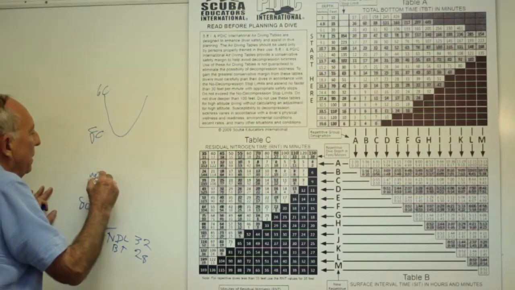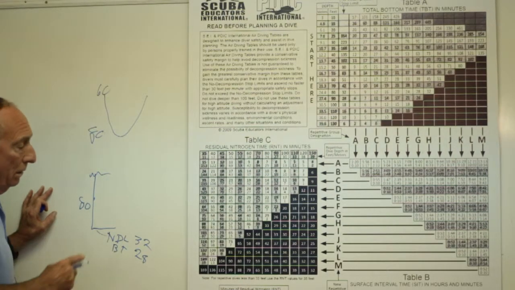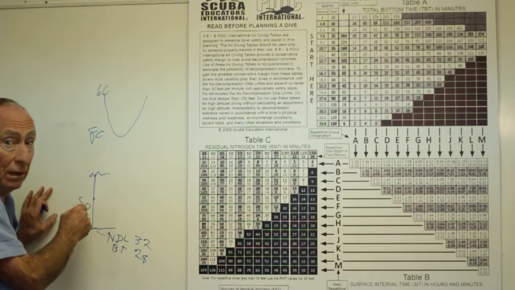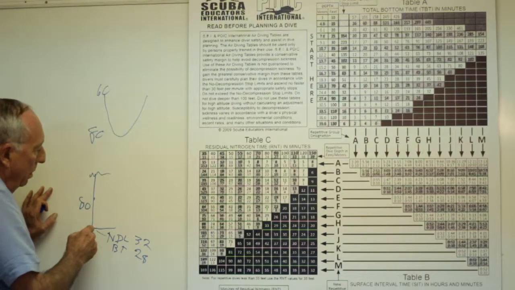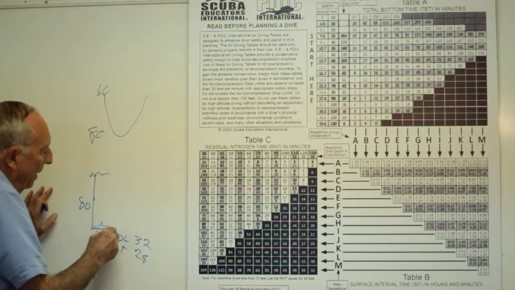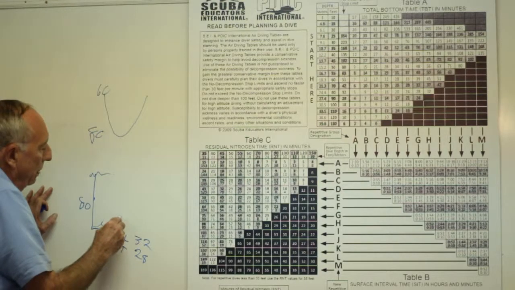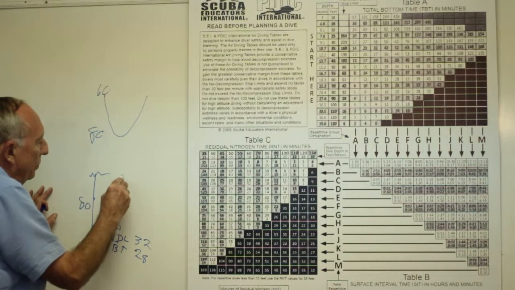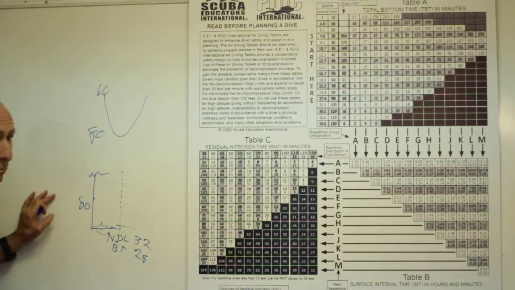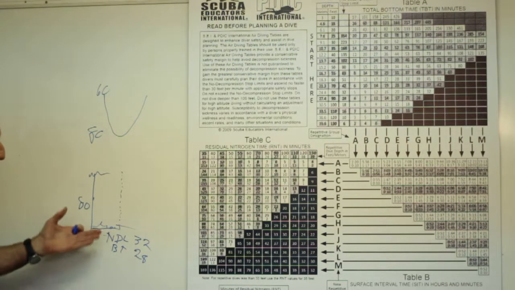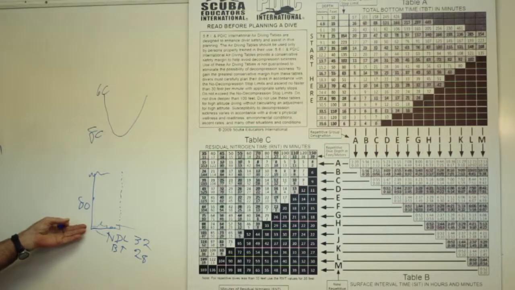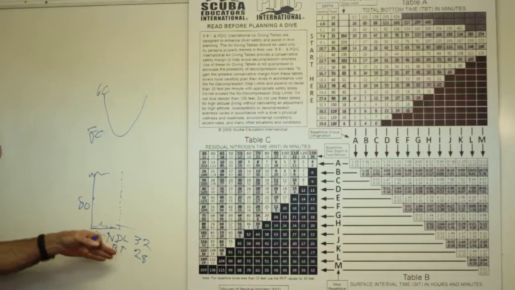BT starts the moment your head goes underwater. It's the time you take descending. It's the time you're playing around on the bottom, and it ends right here when you start your ascent to the surface. Now that's normally all you have to do if you're doing one dive: just look this up and make sure you don't go over 28 minutes.